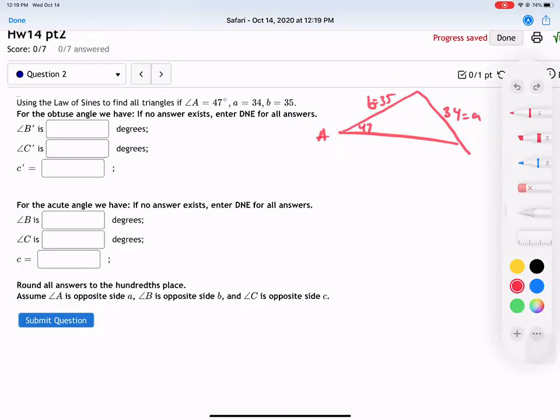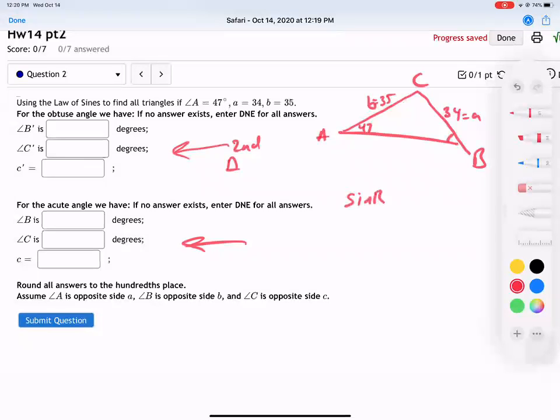So unfortunately, we got to do the problem now. We'll solve for B, solve for C. So the acute angle, that refers to B here. So our answers are going to go here first. The obtuse version, that's going to go over here. That's our second triangle. Okay, let's solve for our first triangle first.